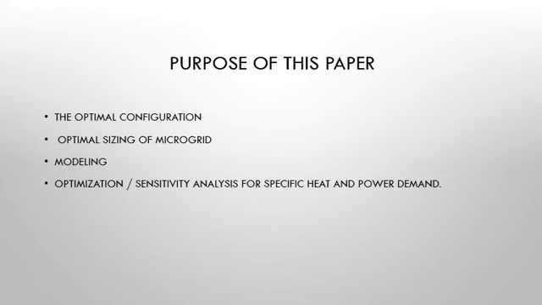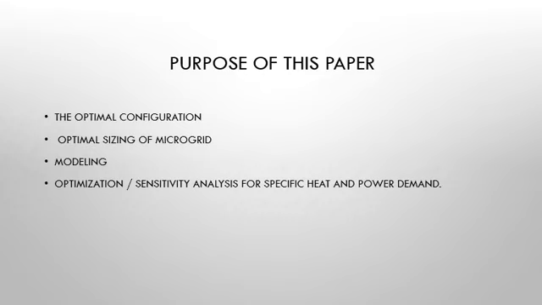The purpose of this study is to find the optimal configuration of a microgrid's components, including distributed energy resources like small wind turbine, photovoltaic system, and also hydrogen energy storage equipment, including alkaline electrolyzer, hydrogen tank, and fuel cell system.